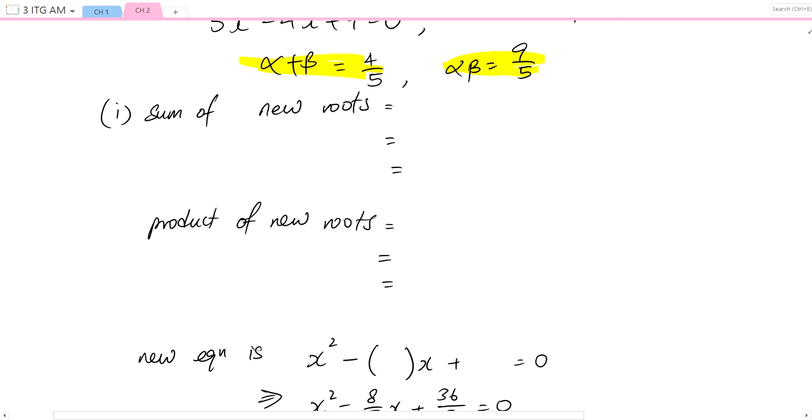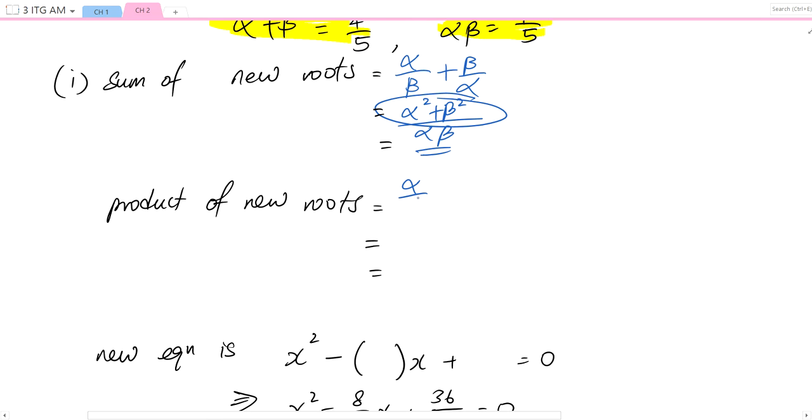Okay, so sum of the new roots, let me write it down really quickly. Alpha over beta plus beta over alpha. So we know that this is going to be alpha squared plus beta squared over alpha beta. Then we already know how to find alpha squared plus beta squared from the previous examples. We also know the value of alpha beta. So this is not a problem. Then product of roots. This is the fun part. Product of the new roots: alpha over beta times beta over alpha. How much is this? Yeah, it's simply 1.